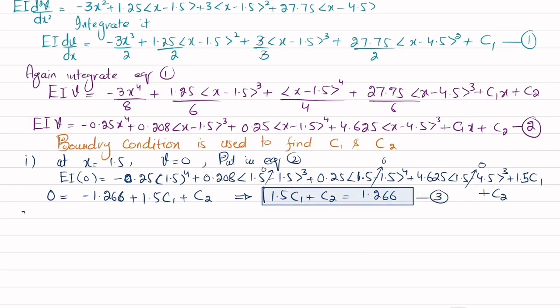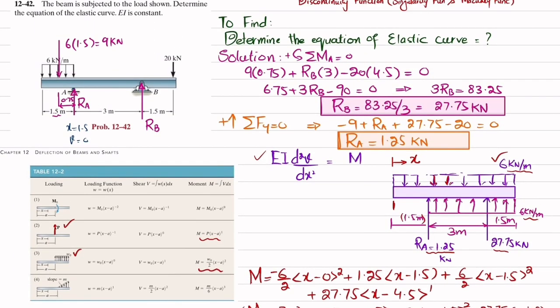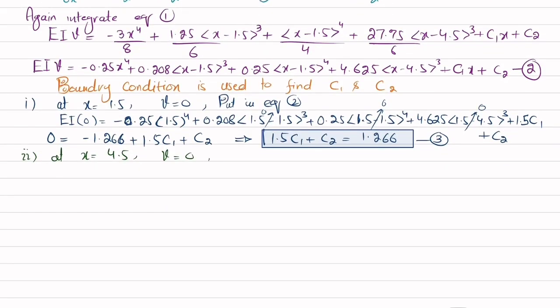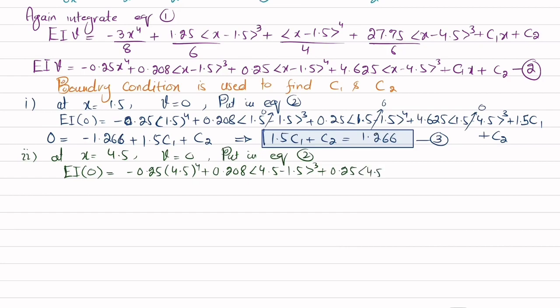Now the second boundary condition is that at x equal to 4.5, we have deflection equal to 0. Let me show you here, x is equal to 4.5 and we have deflection equal to 0 because there is a pin support. So what will we do? Put it in equation number 2 again. So EI into V is 0, which is deflection, equal to minus 0.25 into 4.5 power 4 plus 0.208 into (4.5 minus 1.5) power 3 plus 0.25 into (4.5 minus 1.5) power 4 plus 4.625 into (4.5 minus 4.5) power 3 plus C1 into x. So x is 4.5, so 4.5 into C1 plus C2.